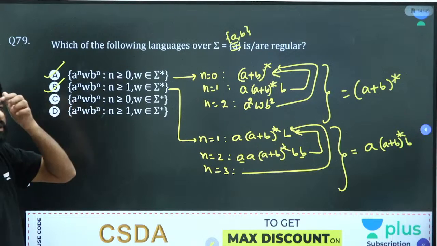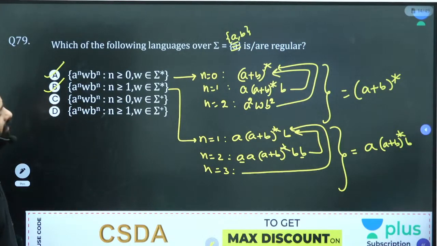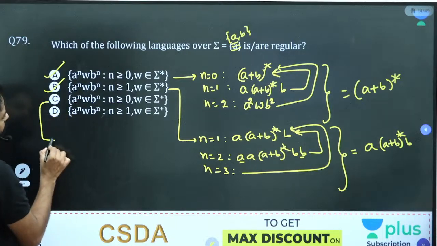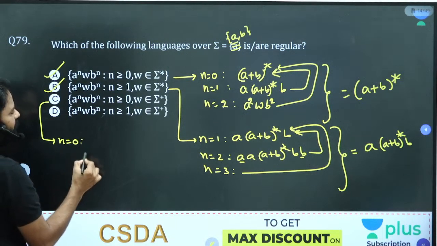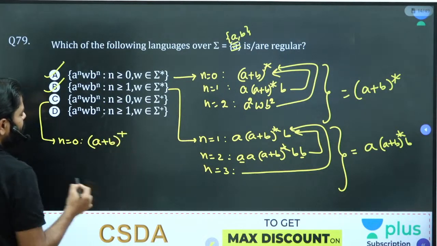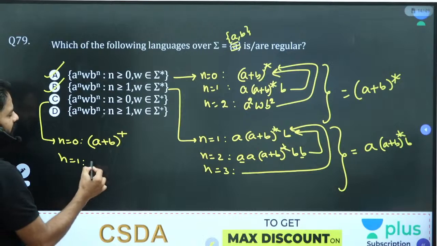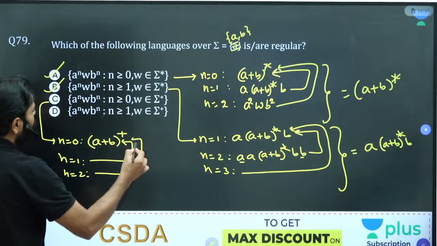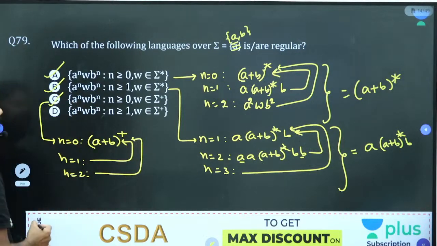And what about C? When you put n equal to 0, you will get (A plus B) whole plus, because sigma is A comma B, right? And whatever you take for n equal to 1 is already covered. n equal to 2 is also covered. So C is also regular. And what about D?